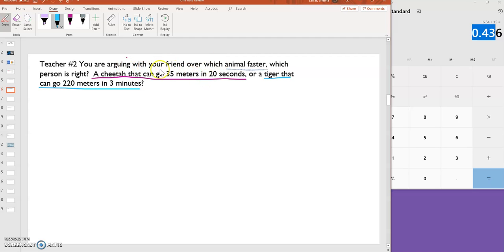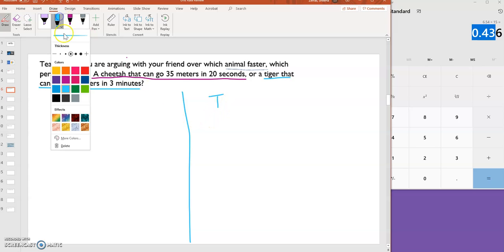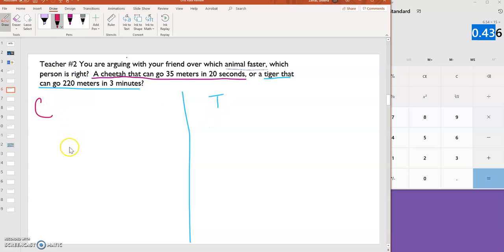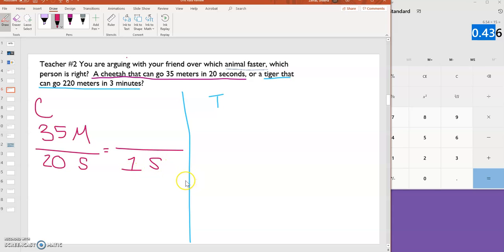So don't confuse the numbers with the cheetah with the ones with the tiger. It might be helpful to just divide your workspace up. The tiger I'll do over here, and the cheetah I'll do over here. So I'll set this up as a set of fractions again, and it might also be helpful in these problems to include a label. So 35 is representing meters, and 20 is representing seconds, and I want to compare how far they can go in just 1 second.